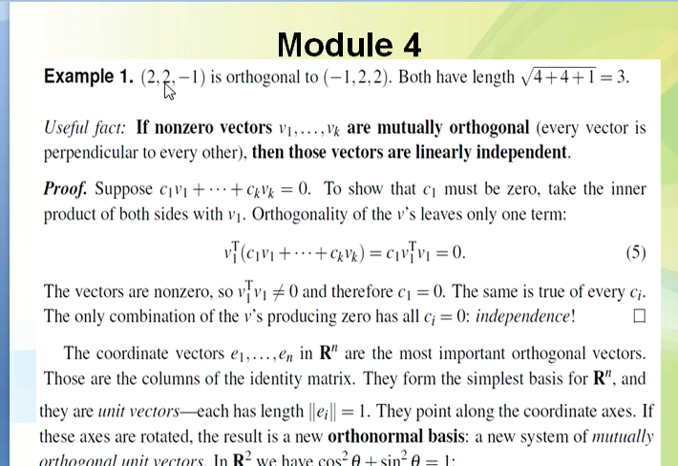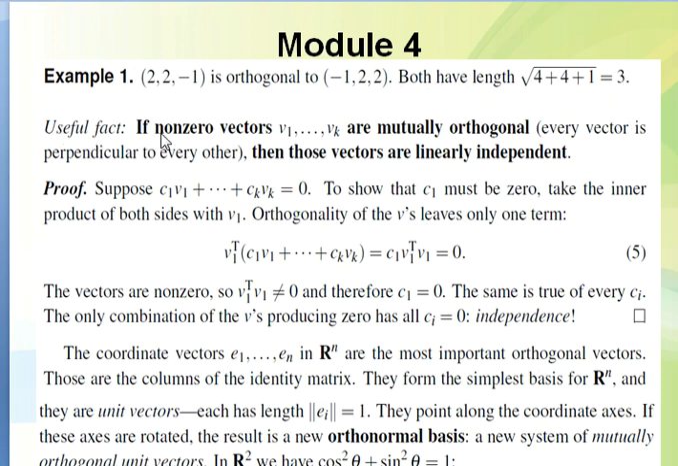For example, (2, 2, -1) is orthogonal to (-2, 2, 2), because when these are multiplied, the product is zero, and both have their length equal to 3, that is, root of 9 is equal to 3.